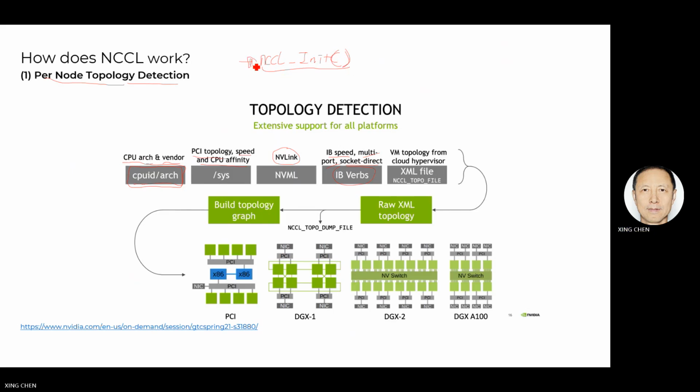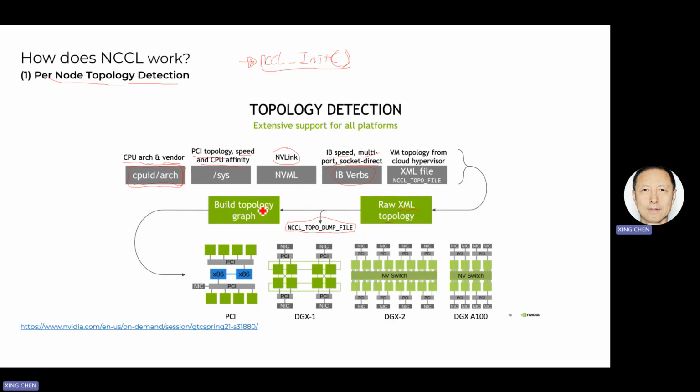All this information, the NCCL library needs to detect when you call this function call in your code, and then some further information will be collected from the cloud hypervisor, etc. And then all this information could be stored in the XML format, and it's called raw XML topology. And this kind of information could be dumped into a file.